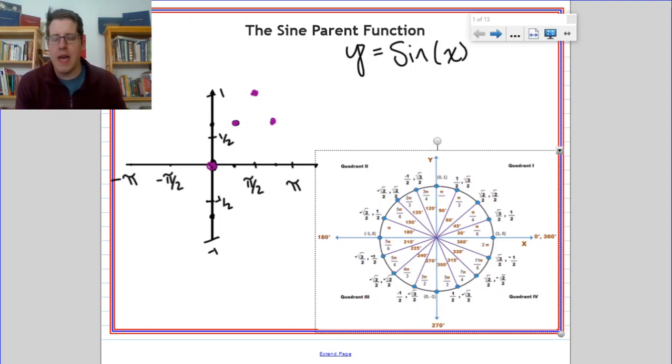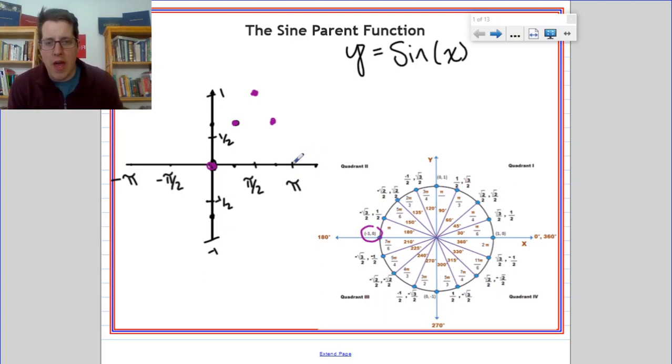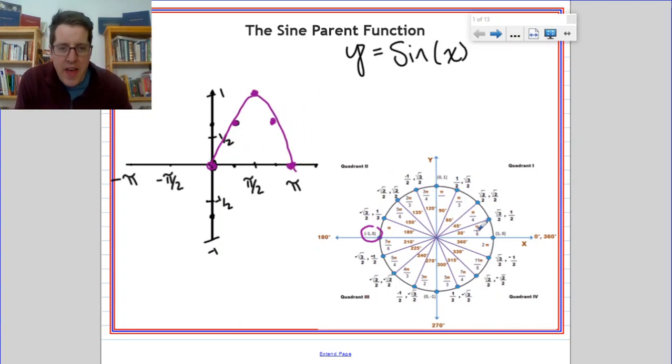When we reach pi on the unit circle, that's going to be back to a y-coordinate of 0. So on the y-axis of our graph, we're going to be at 0. So we see this symmetry as we go up our graph. I'm going to do my best here to make a smooth curve. A little bit off there. And that's because of the symmetry here. These 2 points match each other, and these 2 points match each other.